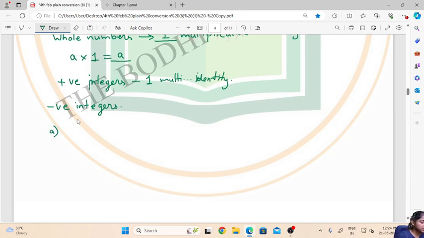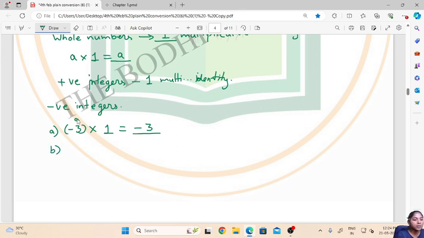So let us see some examples. We have -3 multiplied by 1. So the answer will be -3. 3 into 1 is 3, plus into minus is minus.